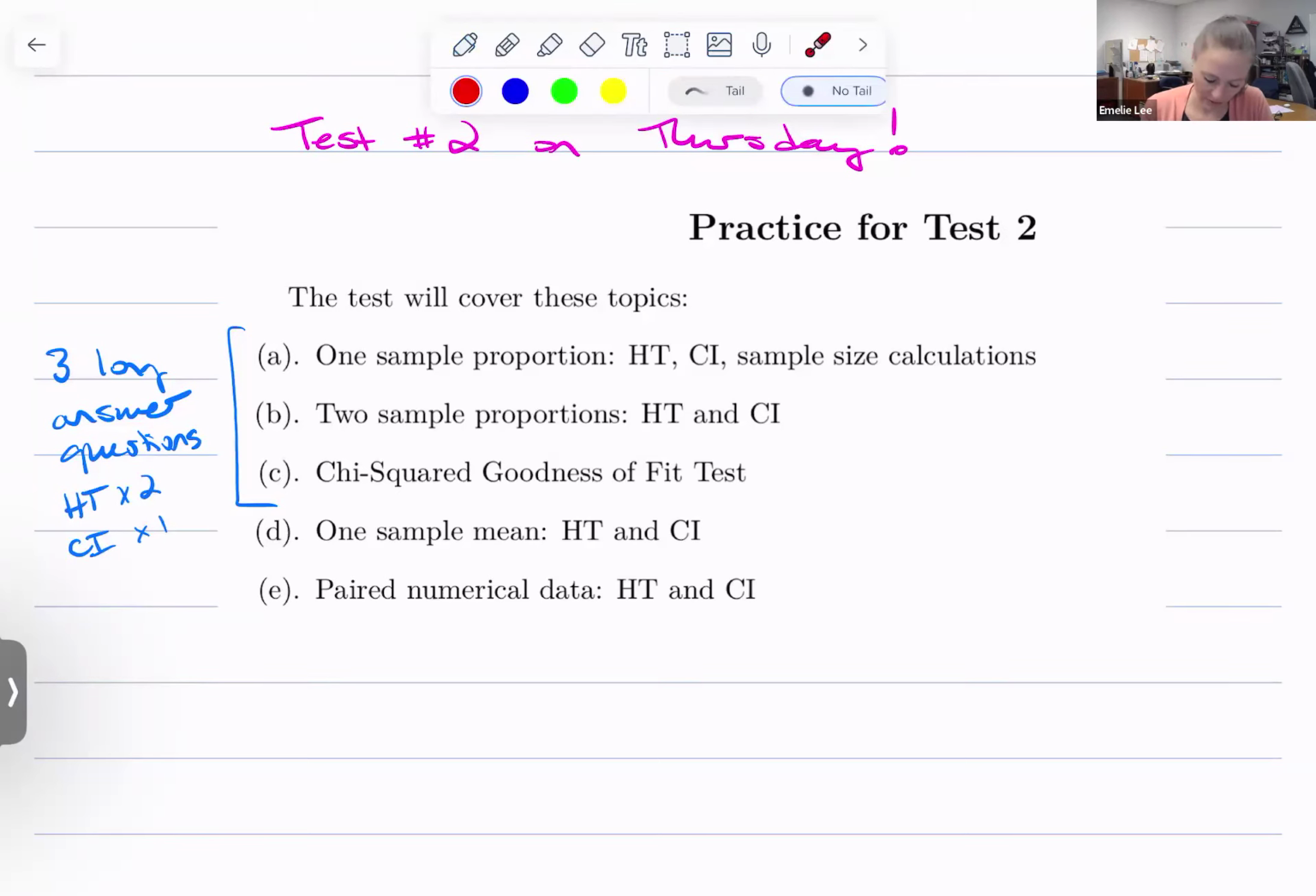But of course we have a 1 sample proportion.